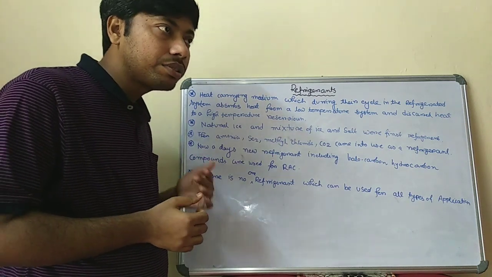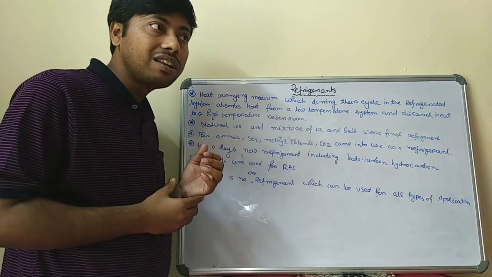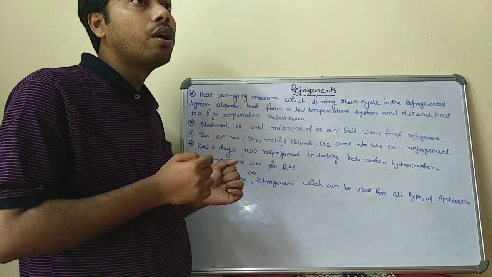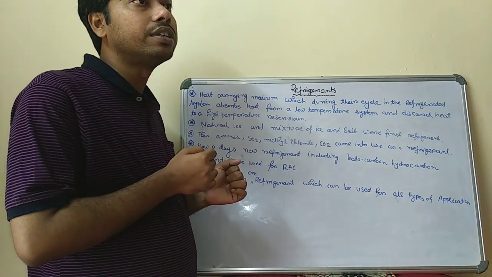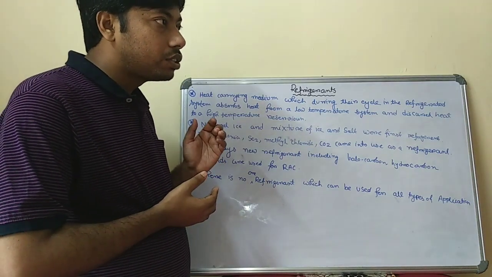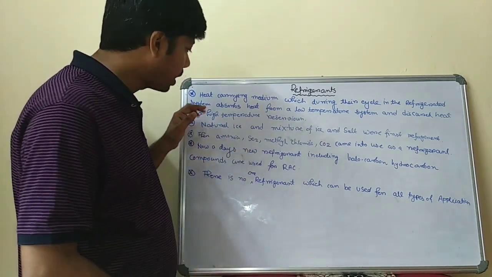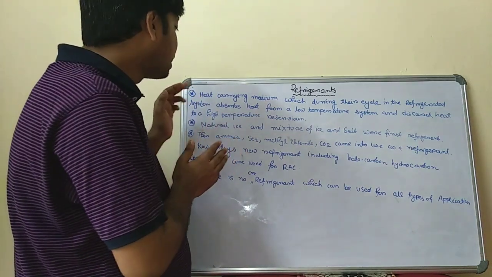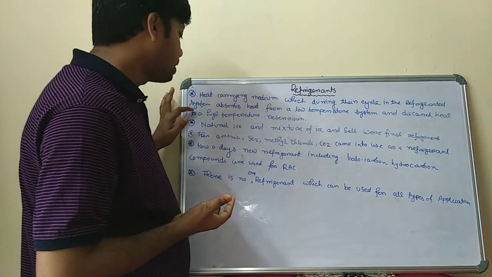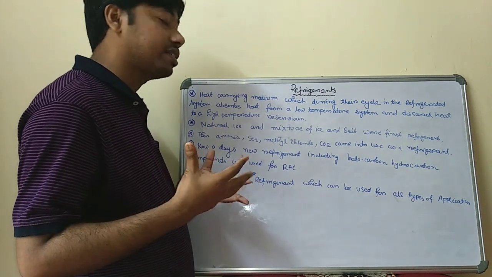Now in the previous lecture video we also discussed what a refrigerant is. As far as I know, refrigerant is basically the working fluid which works within the refrigeration cycle. So in the refrigeration cycle, the main working fluid is called the refrigerant. So what is its main function? The main function is that it acts as a heat carrying medium, which during the cycle in the refrigerator system absorbs heat from a low temperature system and discharges heat to a high temperature reservoir.